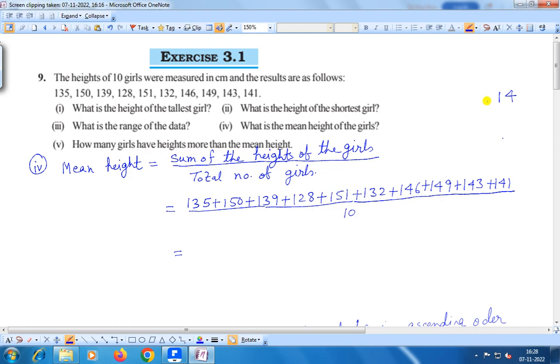Continuing the addition with carries, the total that we are getting is 1414.